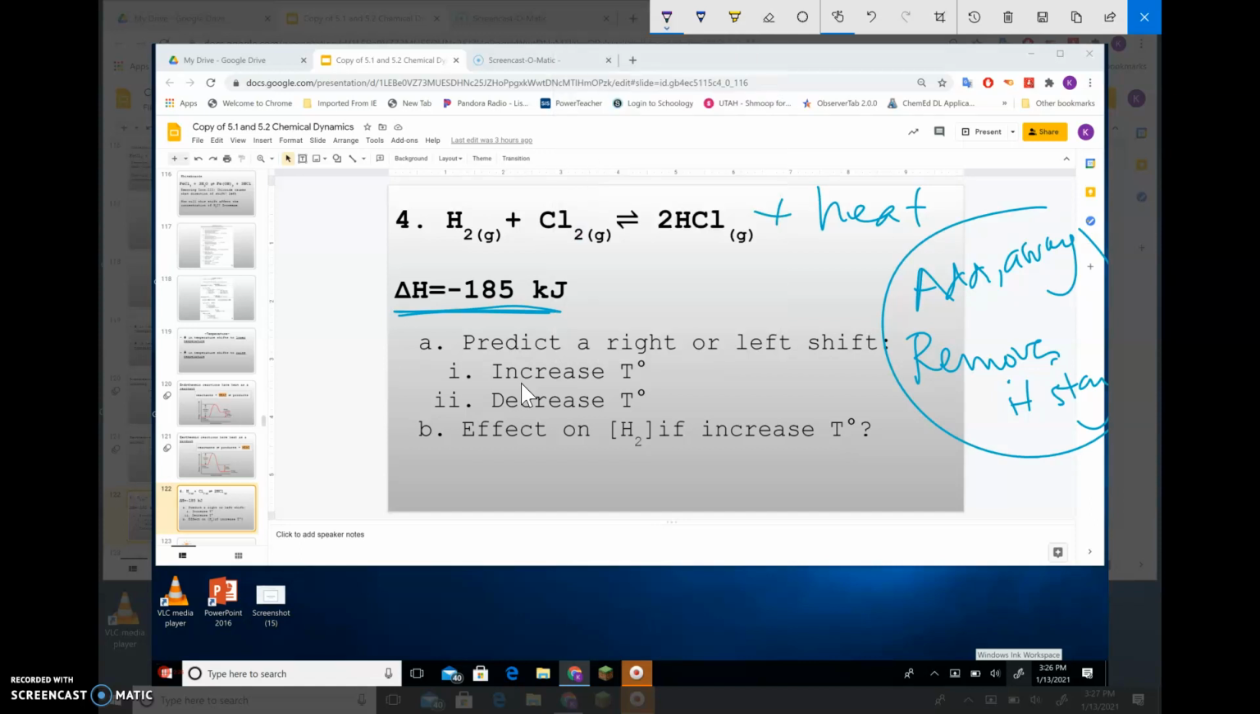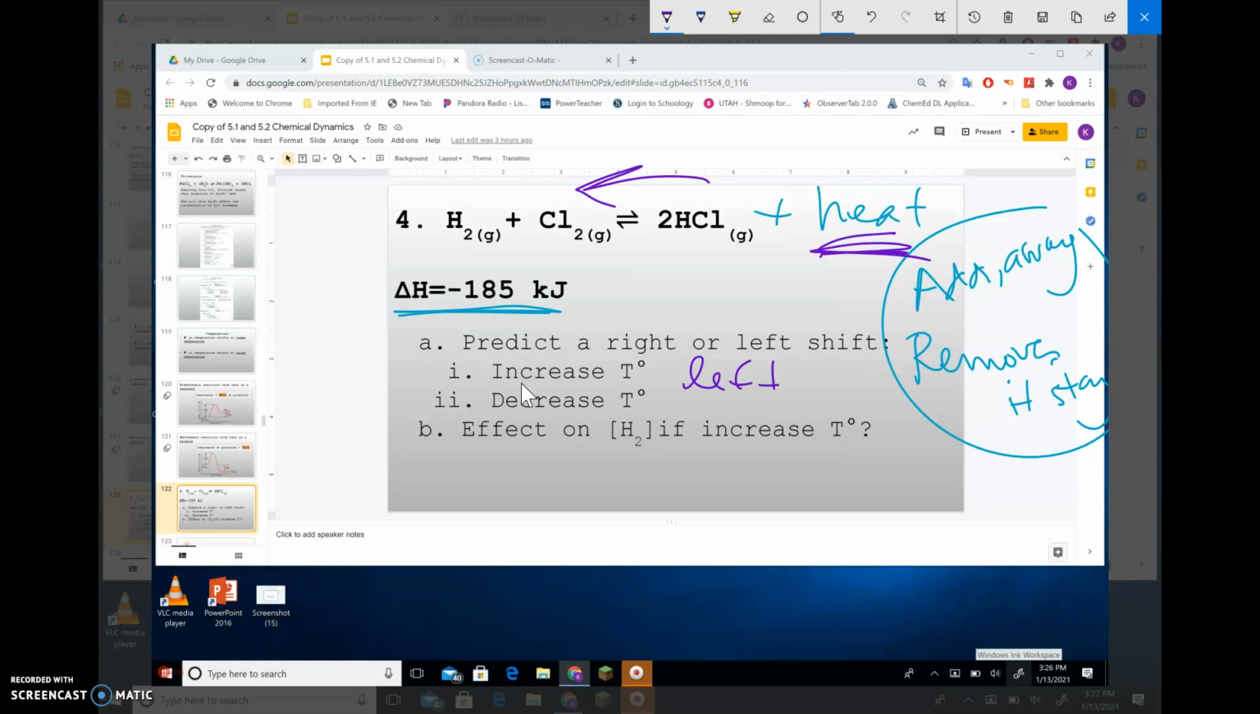Okay, so first question. Predict a right or left shift if we increase temperature. So look at where the temperature is. This is your heat. If we increase it, it's going to go to the opposite side. So since it's on the product side, the right side, it's going to go to the left side. This is going to shift to the left side. Remember with temperature, when I'm increasing the temperature, what I'm really doing is trying to shift it so that it lowers. We're always trying to make that balance, that equilibrium. So that's going to go to the left.